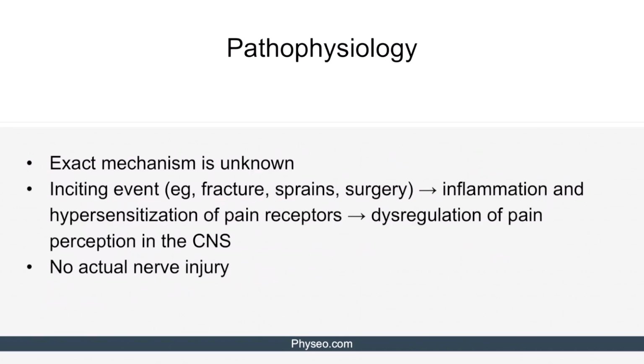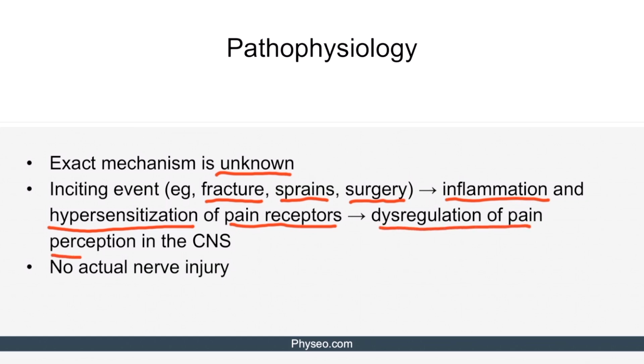The exact pathophysiology is unknown. An inciting event, usually trauma, such as fractures, sprains, and surgery, which then cause inflammation and hypersensitization of pain receptors, eventually lead to dysregulation of pain perception in the central nervous system. At least that's what's been proposed. But again, the exact mechanism is not known yet.